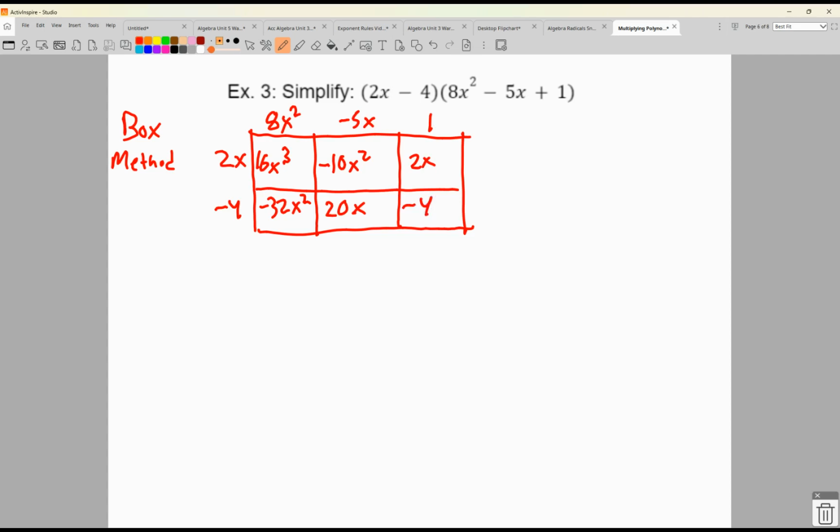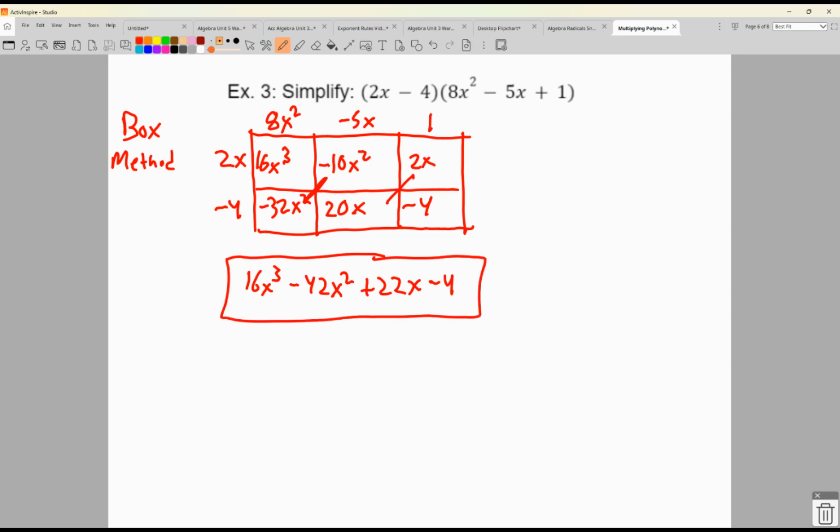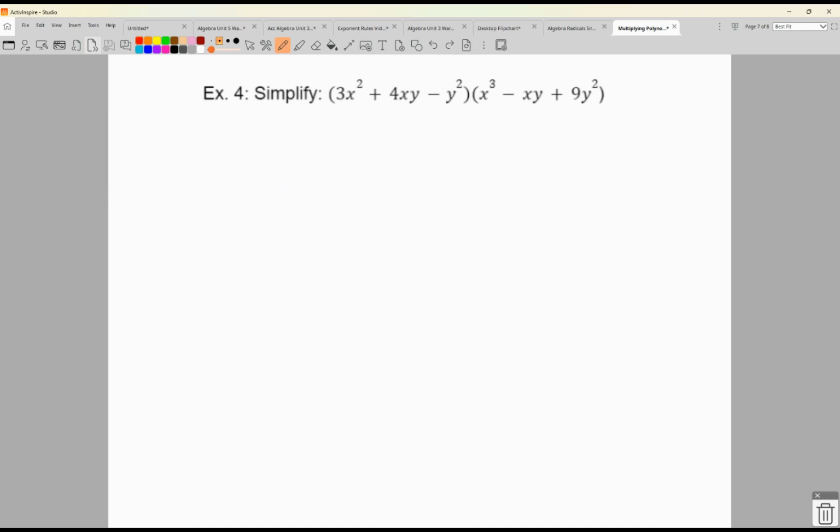One of the nice things about the box method is that if you're going to have like terms, they will be on the diagonals. So 16x cubed does not have a like term. Negative 32x squared and negative 10x squared are like terms. That makes negative 42x squared. 20x and 2x, combine those and I get 22x, and negative 4 does not have a like term. Now that I combine my like terms, I'm done, and I have my answer. So double distributive property or box method, either one works well. It's up to you which one you'd like to use.